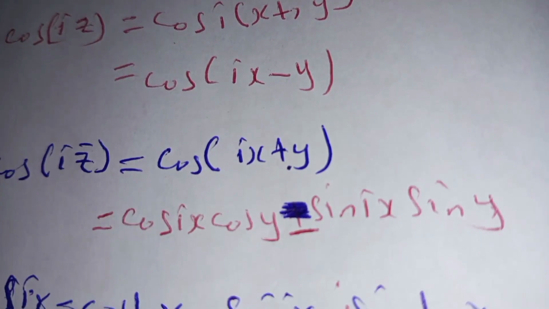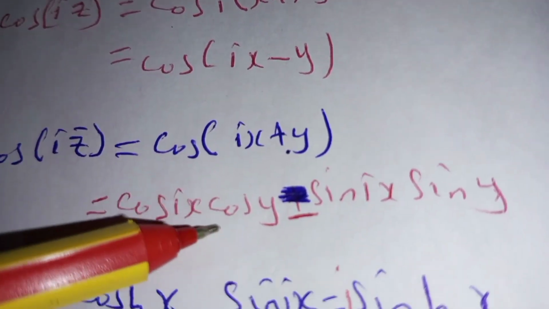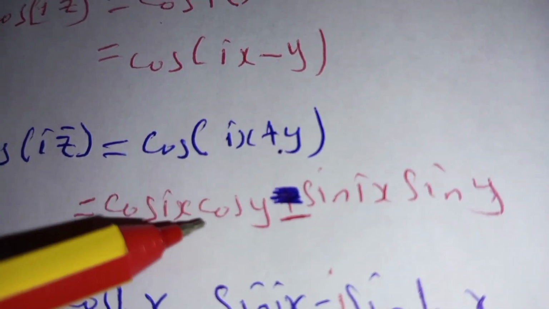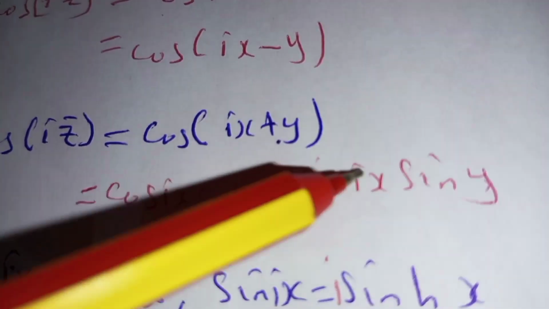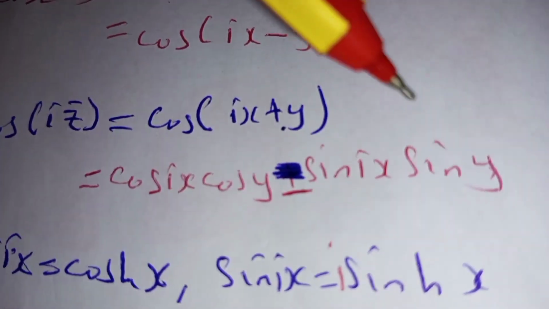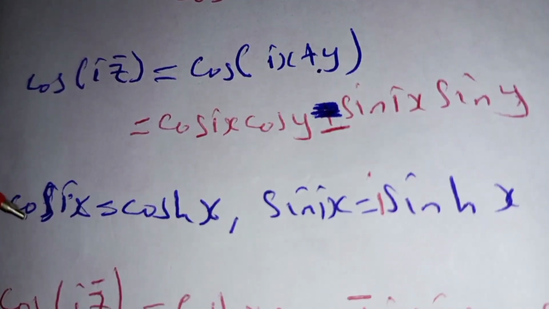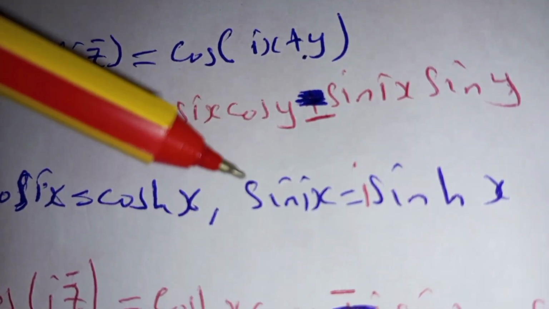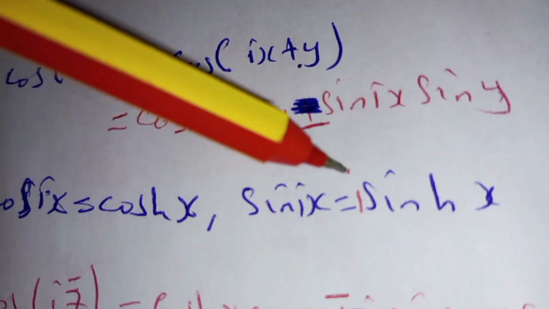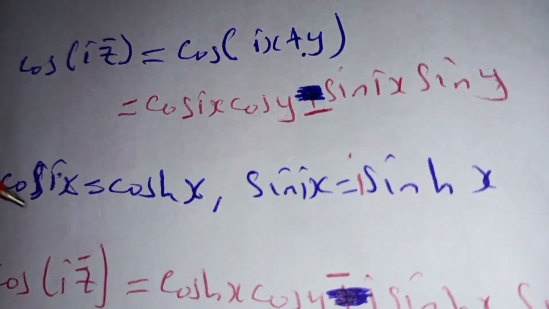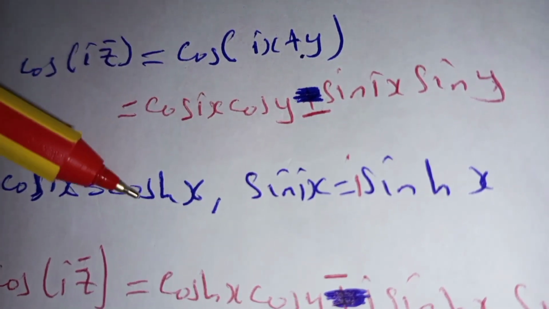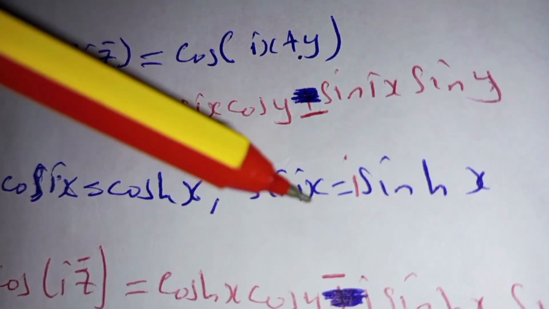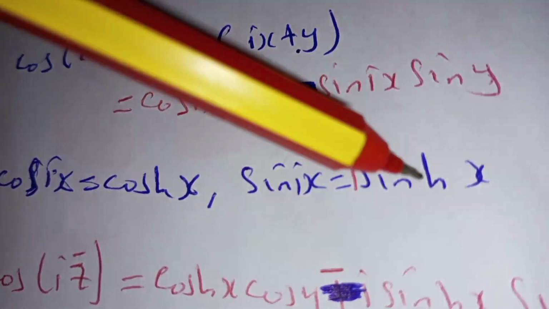Then we use the sum of cos identity to expand this. And we are going to have cos of ix multiplied by cos of y minus sine of ix multiplied by sine of y. Then we note that cos ix is the same as hyperbolic cos x, and sine of ix is the same as i times hyperbolic sine of x. So we substitute up here.